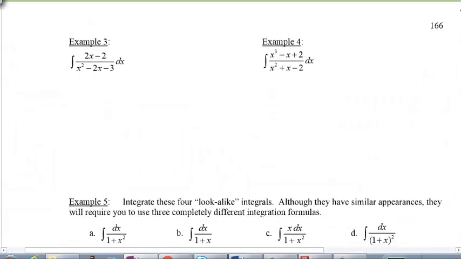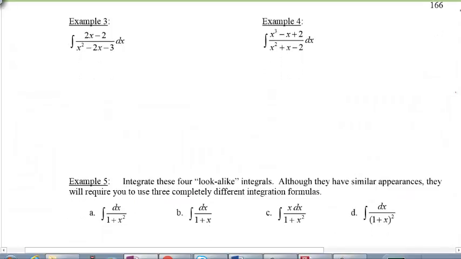Now, let's try another one. Okay? If you're going to go ahead and once again factor, that is cool. And you can go ahead and try to do the partial fraction thingamabobber. That is cool, but I'd say you're wasting your time.